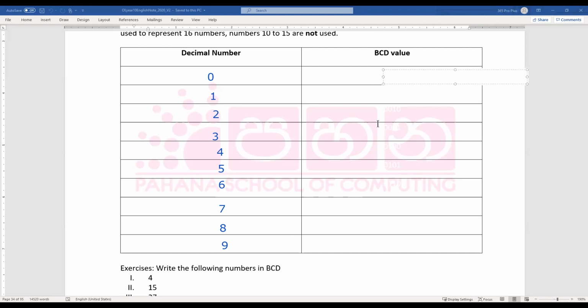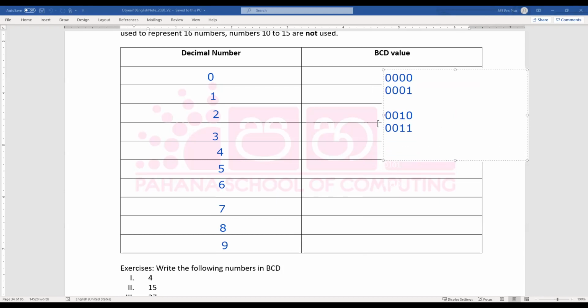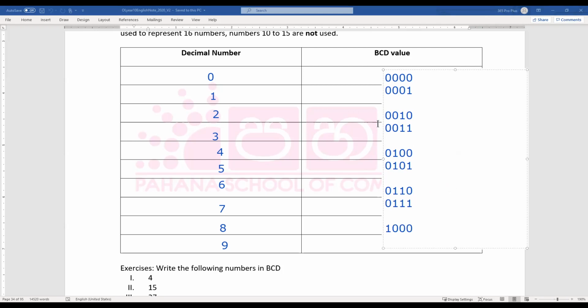So when it comes to BCD, it will be 0000, then we have 0001, 0010, then 0011, that is 3. Then we have 0100, 0101, then 0110, then 0111, then 1000, then 1001.